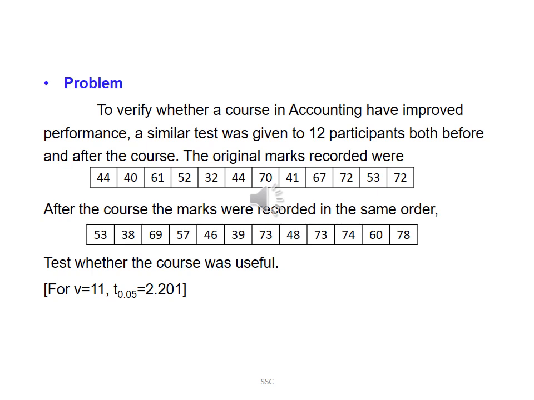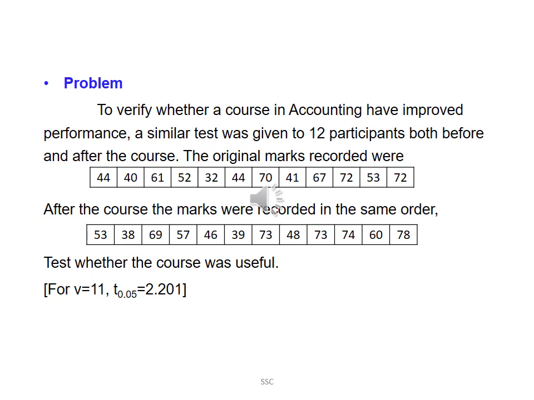The problem statement: to verify whether the course in accounting has improved performance, a similar test was given to 12 participants both before and after the course. The original marks recorded were 44, 40, 61, 52, 32, 44, 70, 41, 67, 72, 53, and 72. After the course, the marks were recorded in the same order: 53, 38, 69, 57, 46, 39, 73, 48, 73, 74, 60, 78. Test whether the course was useful.